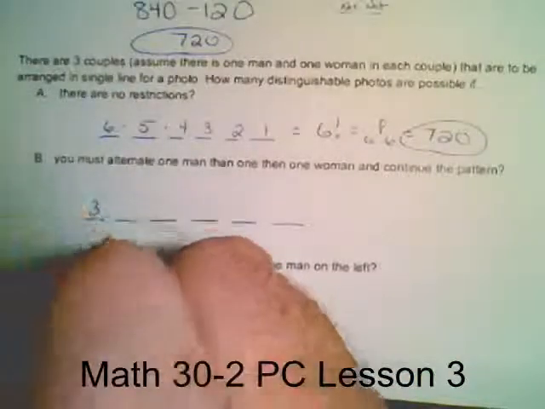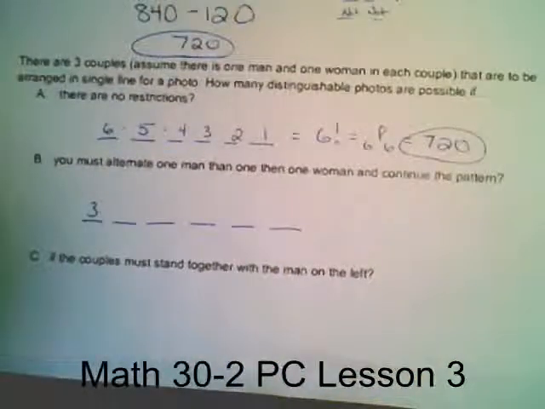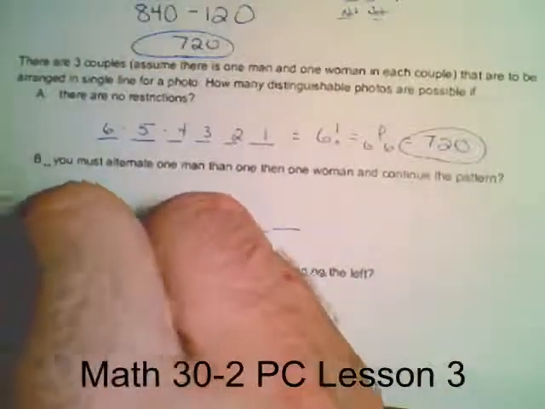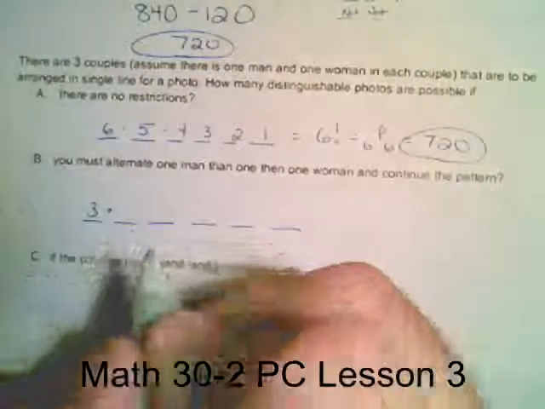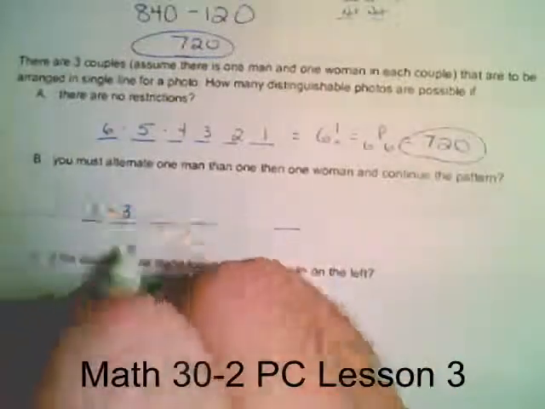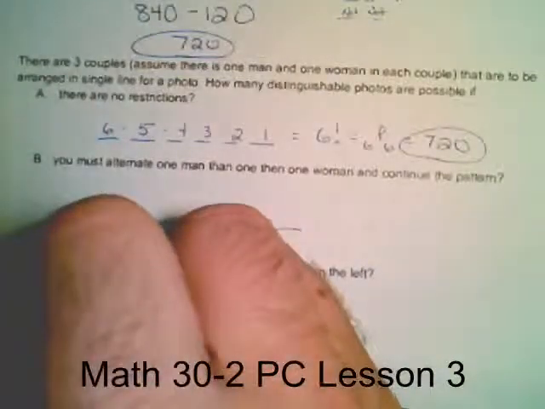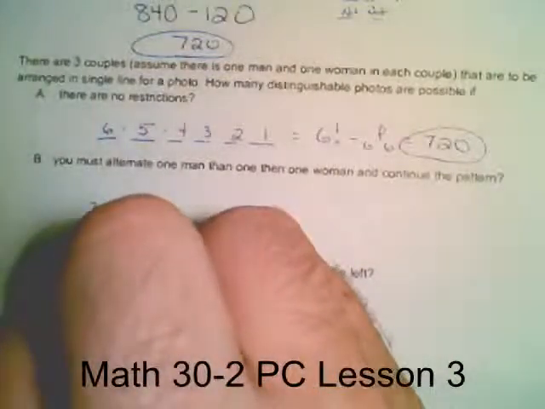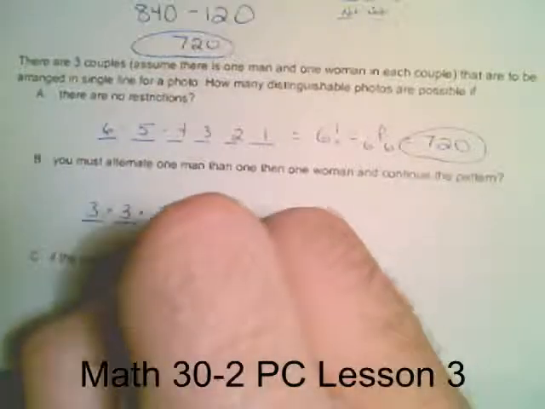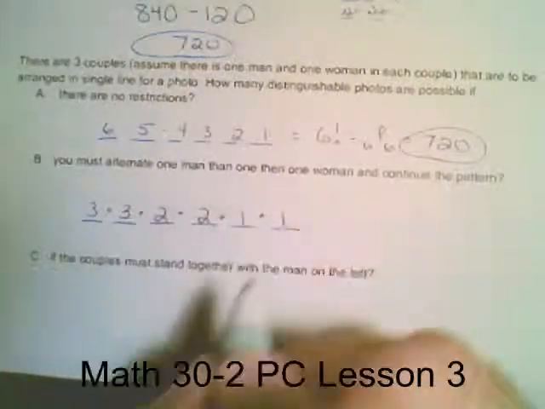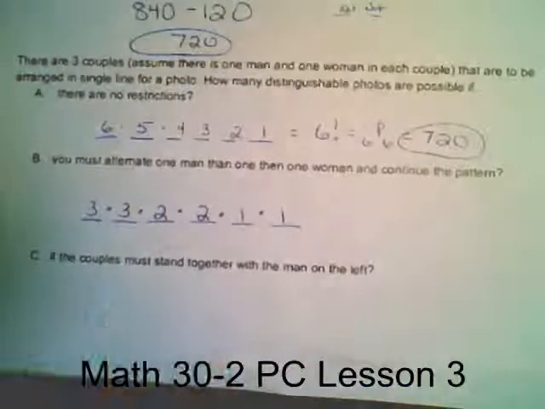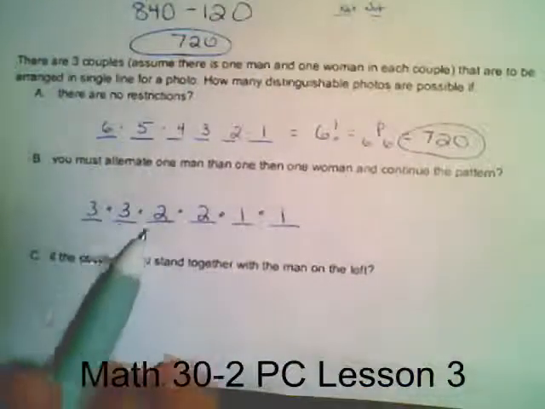Now, if there are no restrictions, I've got 6 blanks. And I've got 6 choices for the first person, 5 choices for the second, 4, 3, 2, and 1. So I basically end up with 6 factorial, or 6 pick 6. Okay, could write it any of those ways, which is 720. So I'm like, okay, that's done. I've got 720. Now if I must alternate 1 man and then 1 woman and continue this pattern.